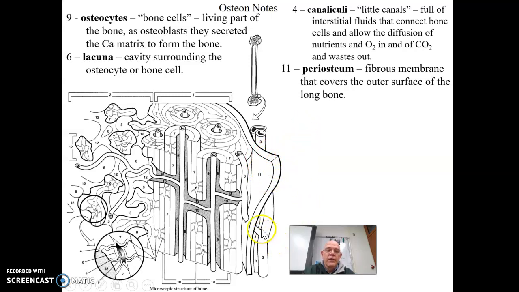All right. Notice the blood vessels travel through it, underneath it, and then into the bone. So we said it had a lot of fibrous membrane and a lot of blood supply there.